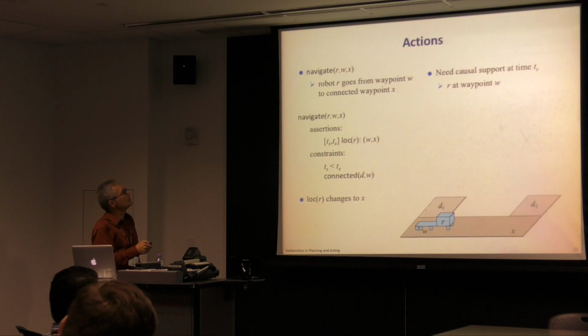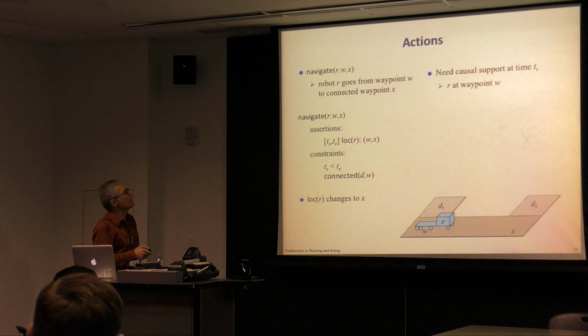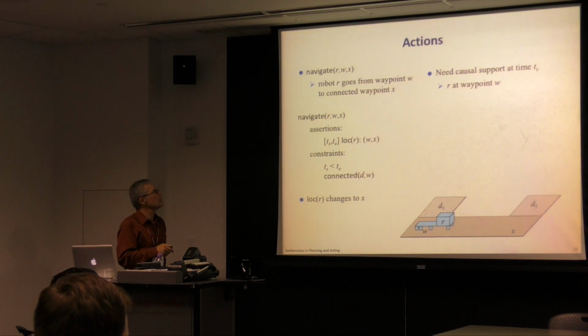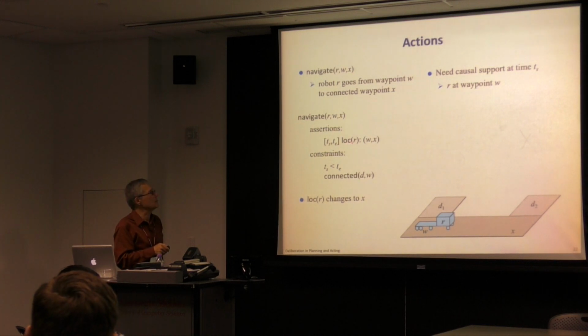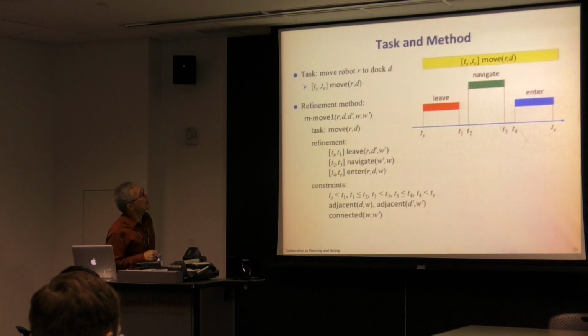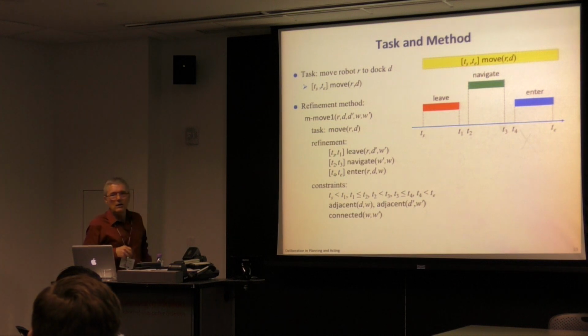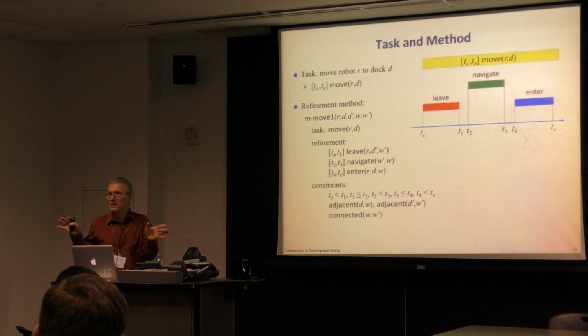Finally, navigate from waypoint W to waypoint X. They need to be connected to each other, so that's a constraint. There is only one assertion this time, and that is the location of the robot changes from W to X. Those are going to be the only actions that we have. We can't pick up anything. All we can do is move around.